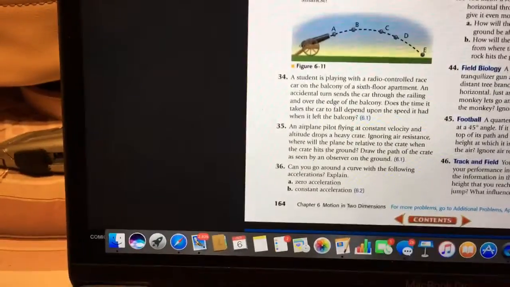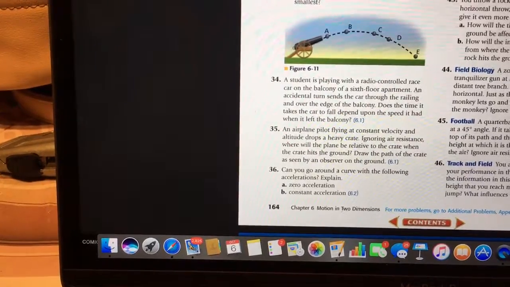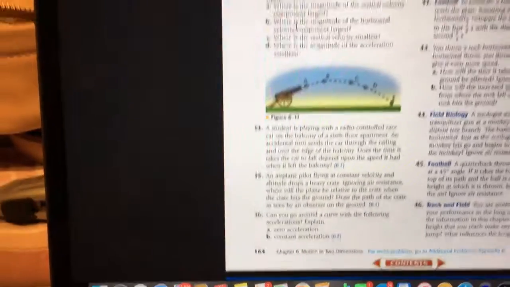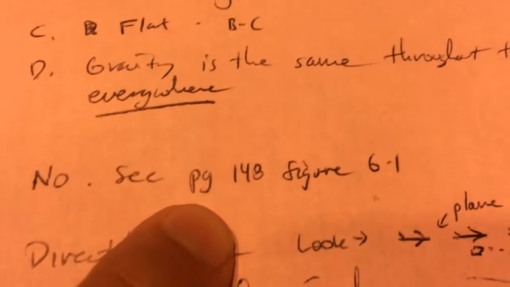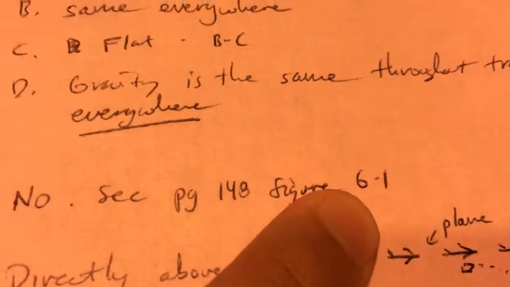And that's it. For 34, we've got a person playing with a car and it flies off the balcony. Well, the answer is no. And to understand why, you can see page 148, figure 6.1. Take a look at that.